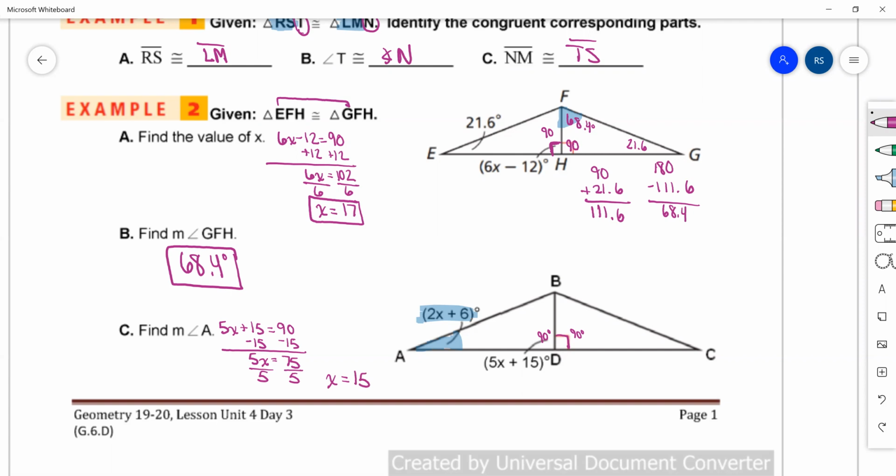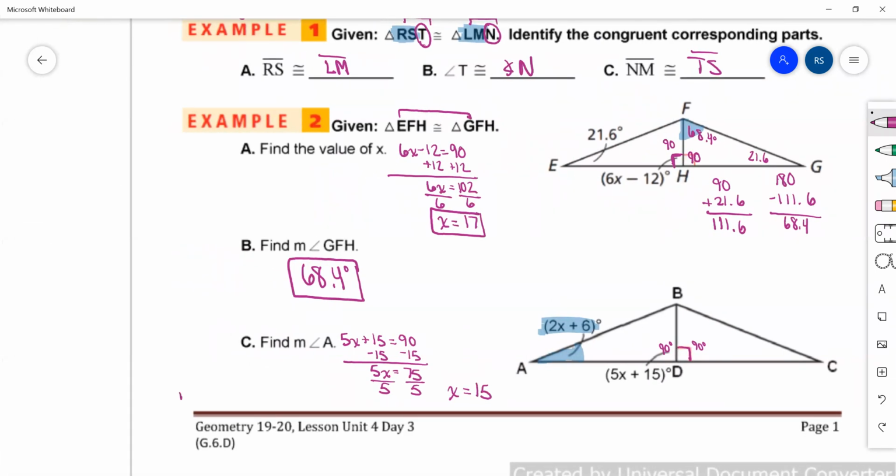No, they said find the measure of angle A. So to do that, I have to plug it in. Measure of angle A equals 2 times 15 plus 6, which is 36 degrees. There's our answer.